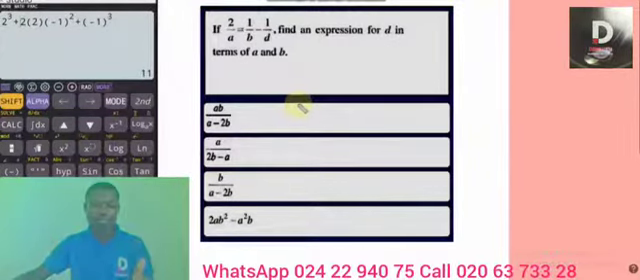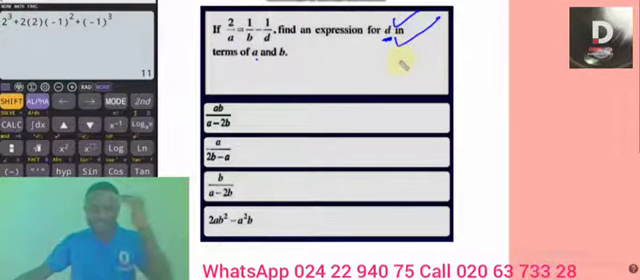The next question: if 2 over a equals 1 over b minus 1 over d, find an expression for d in terms of a and b. An examiner says find an expression for d in terms of a and b. That means make d the subject, making sure a and b appear in it. So straight away, let's go. We are making d the subject. That's our focus.